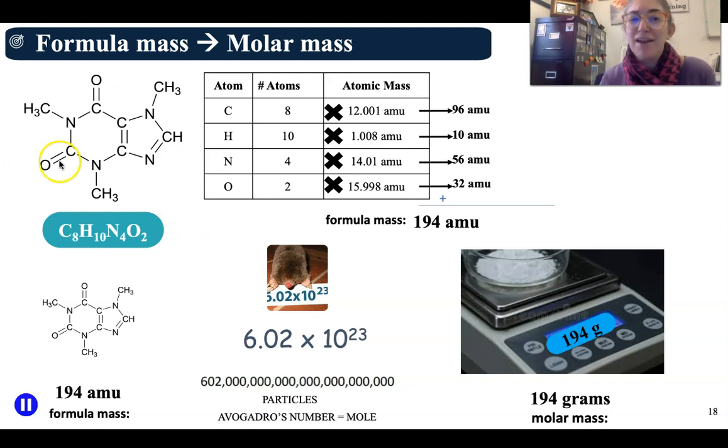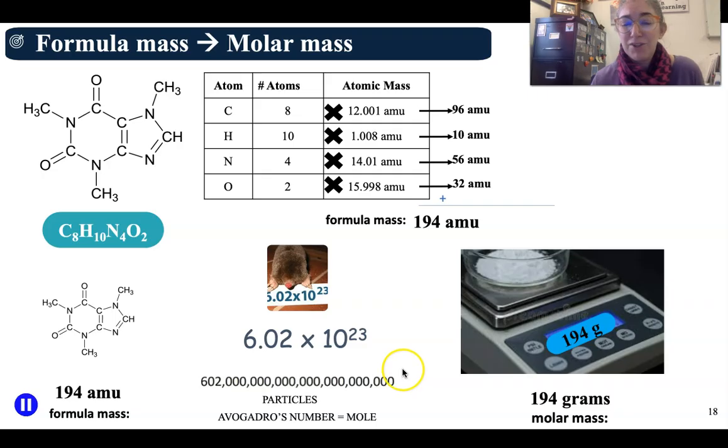So the mass of this single molecule would be adding up all the masses of those atoms together. The unit of atoms is an atomic mass unit. One molecule would weigh 194 atomic mass units, but that's really, really tiny. We can't in the real world work with values that are that small. And so we use this conversion factor to convert the formula mass into grams, essentially.